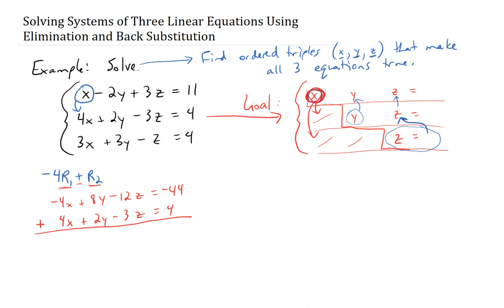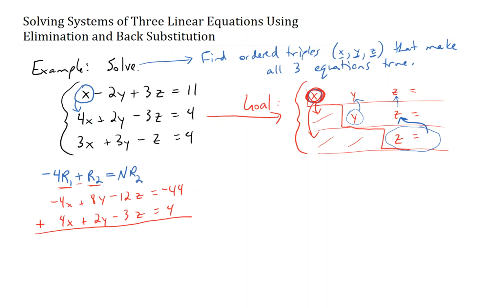Okay, so I multiply my row 1 by negative 4 so that my negative 4 and positive 4 would cancel there. And we're going to add these in a second. But the idea is, whatever the result of this is, I want that to be my new row 2. So I'm going to be getting rid of the existing row 2 and replacing it with a new row 2 where this 4x is gone.